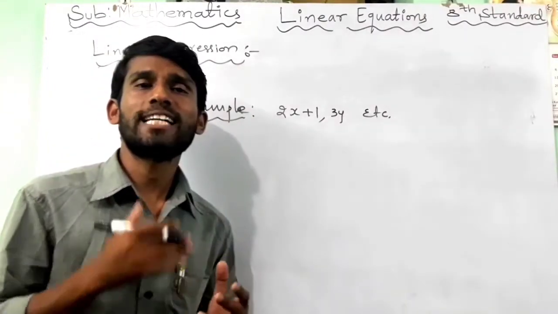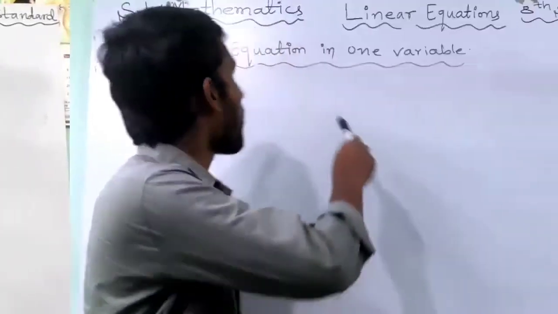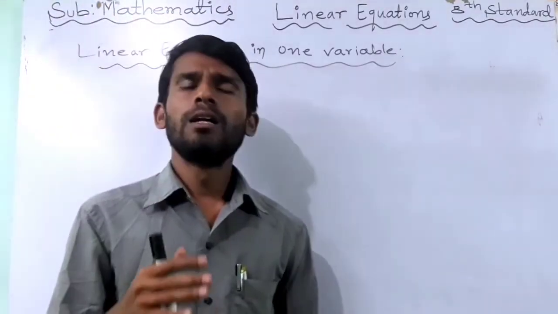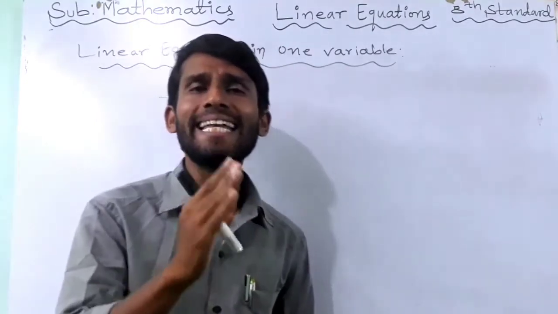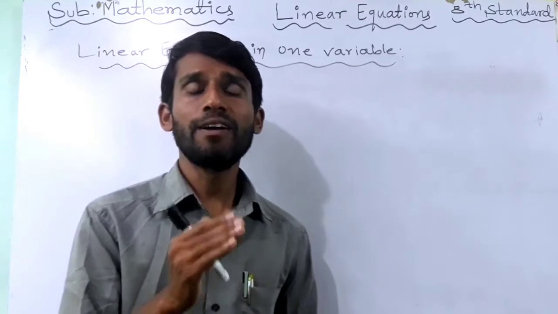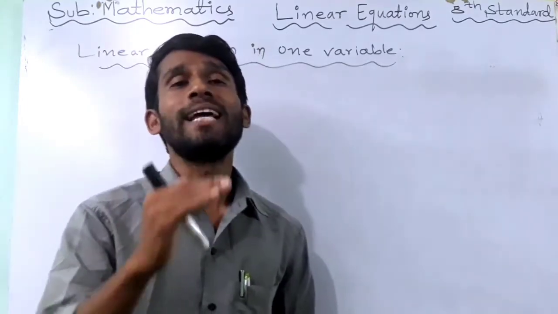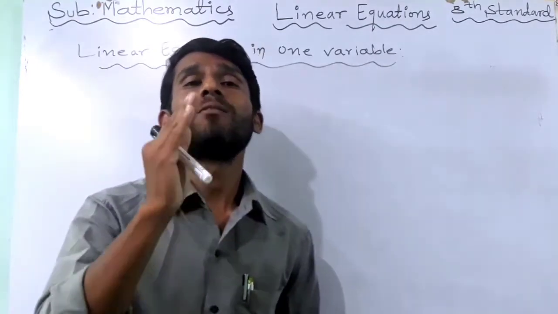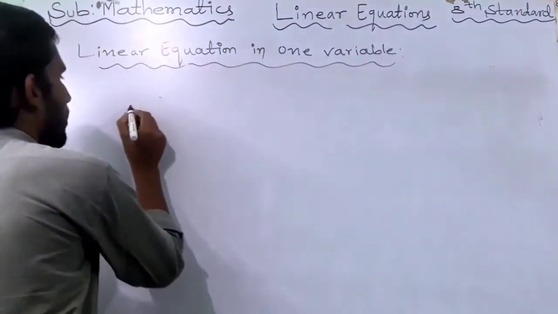Dear friend, the next point I am taking is linear equation in one variable. If there is only one variable in the equation, then it is said to be a linear equation in one variable. We can write this point like this.